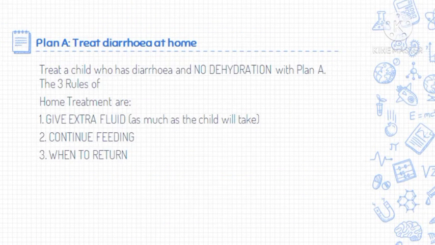Plan A. Treat diarrhea at home. Treat a child who has diarrhea and no dehydration with Plan A. The three rules of home treatment are: first, give extra fluid, as much as the child will take. Second, continue feeding. And third, when to return.